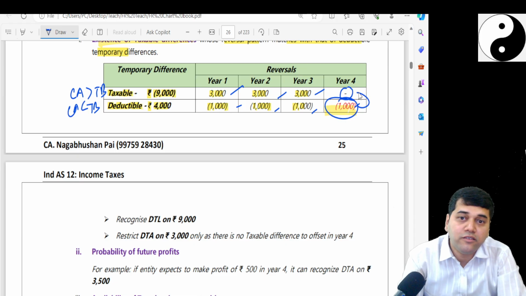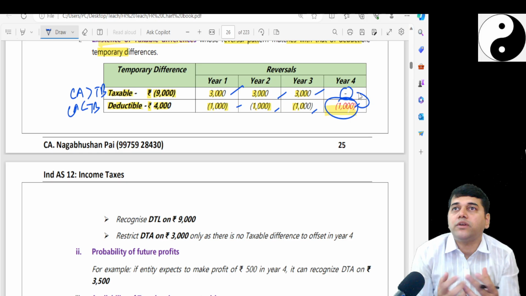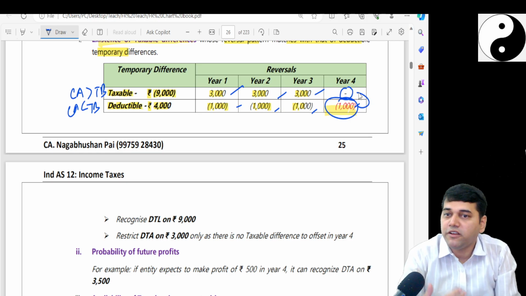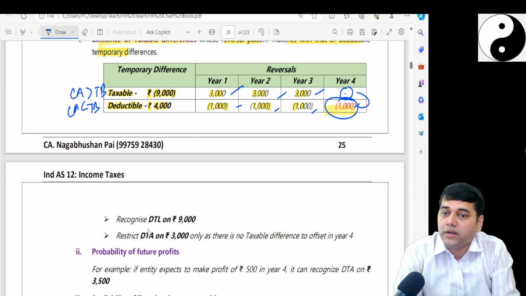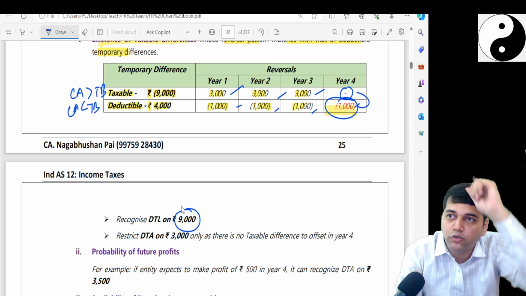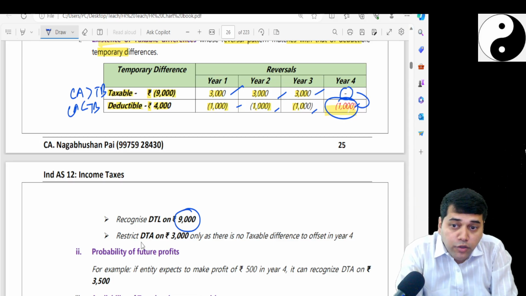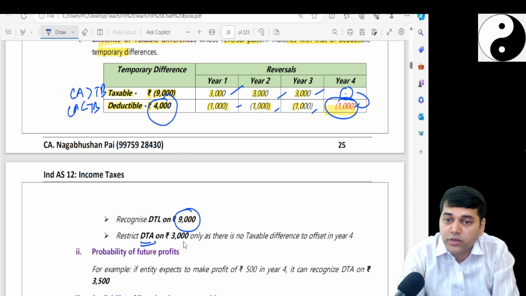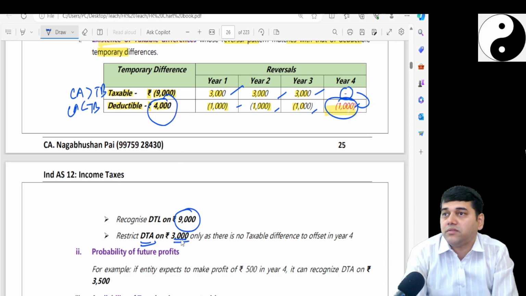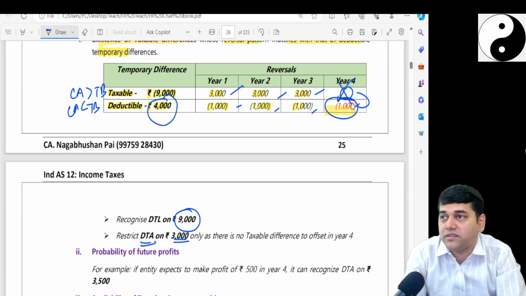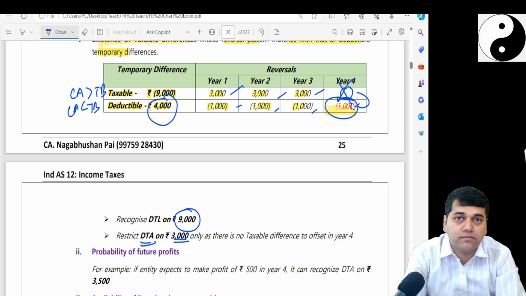Then the standard says, look, it is like you create one asset for yourself by claiming it as an income. On a conservative basis, do one thing. Defer tax liability on the full 9,000 rupees because this is the tax you have to pay tomorrow. But today when you recognize deferred tax asset, don't recognize on the full 4,000 temporary difference, but recognize only on 3,000. Why? Because in the 4th year, you don't have any taxable difference there to adjust.